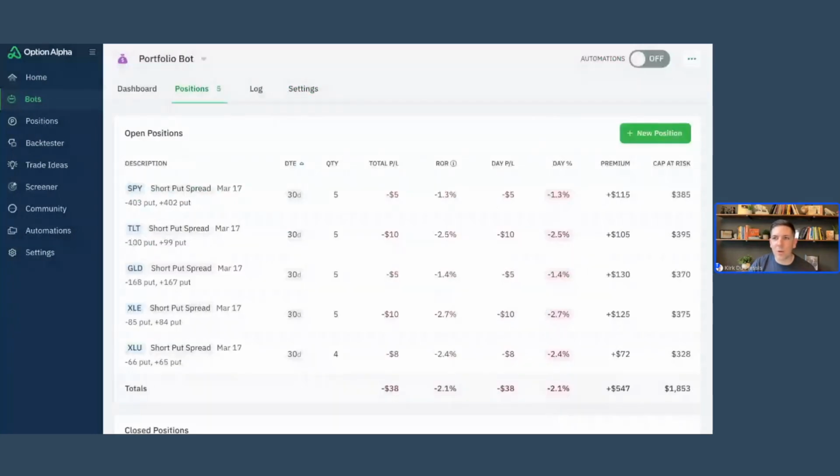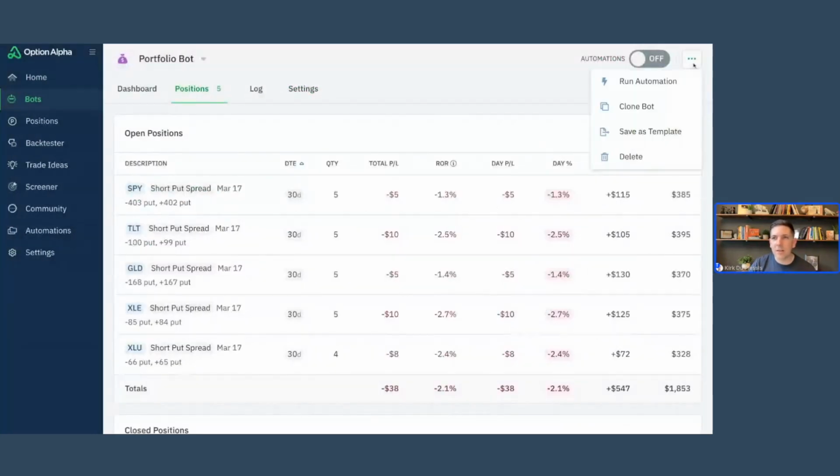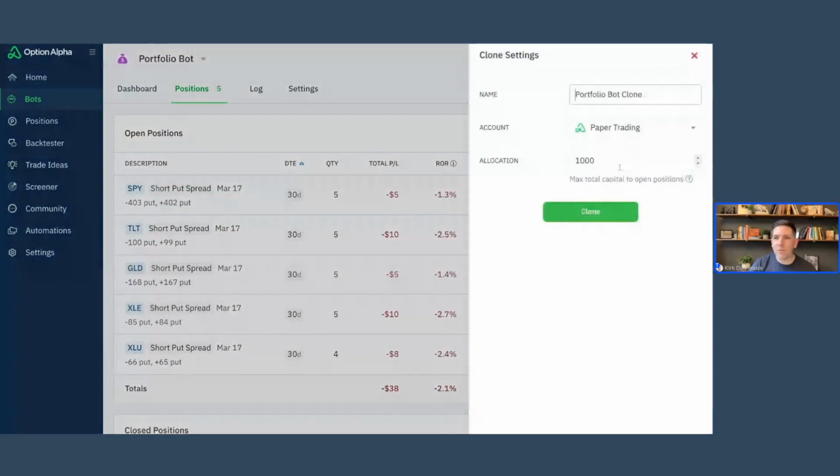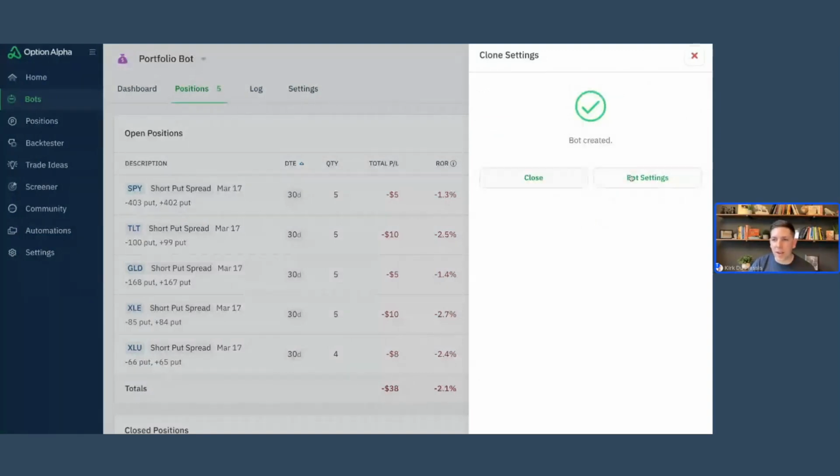So let me clone this one and I'll rerun it again. Clone bot portfolio, 4,000. Clone, go to bot settings. Okay, we good now?